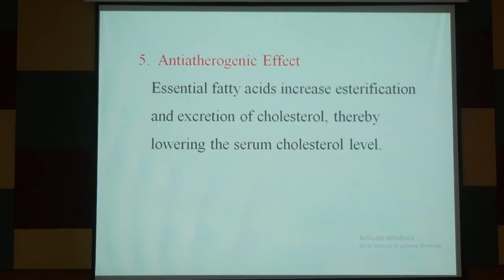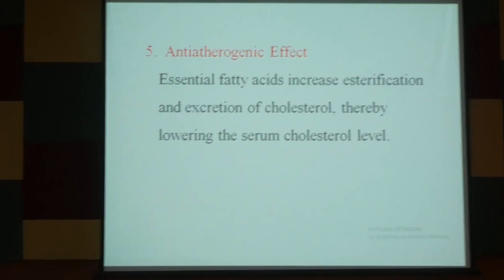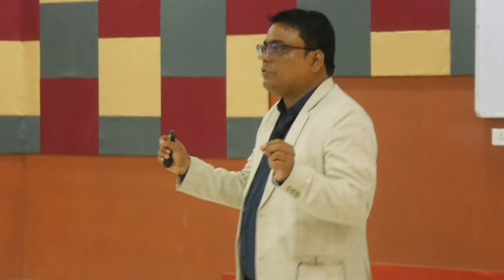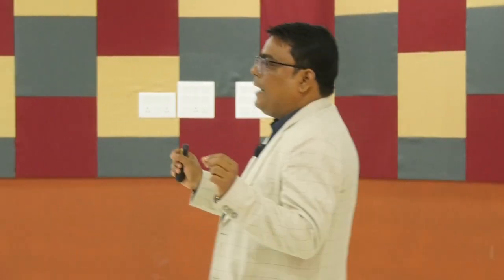What is the meaning of that? They provide resistance to the deposition of cholesterol in the blood vessels. Okay, what is the meaning of atherosclerosis? It means hardening of the blood vessels. Why do the blood vessels become hard? Due to the deposition of cholesterol. But these molecules have an anti-atherogenic effect. That means essential fatty acids can reduce the deposition of cholesterol in the blood vessels. That's why it is called the anti-atherogenic effect.